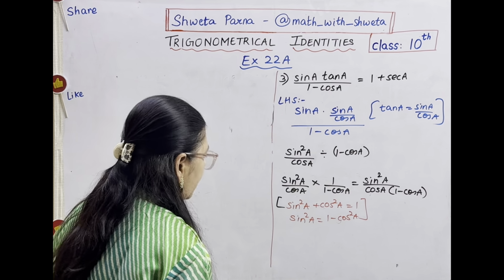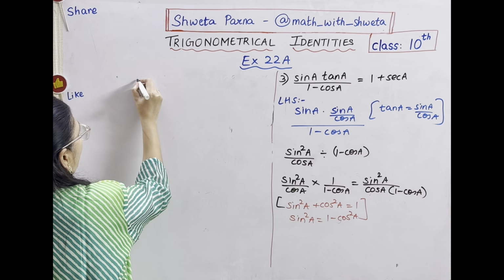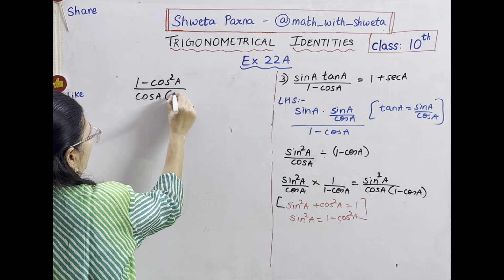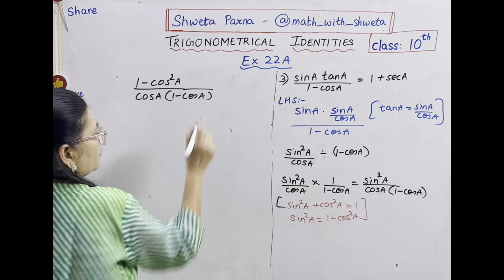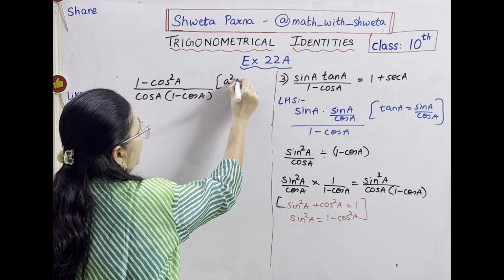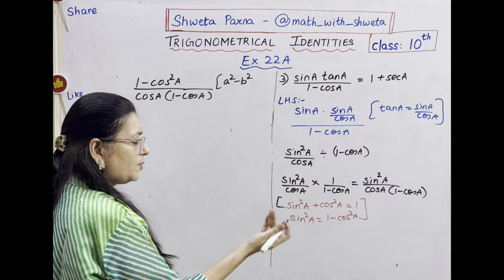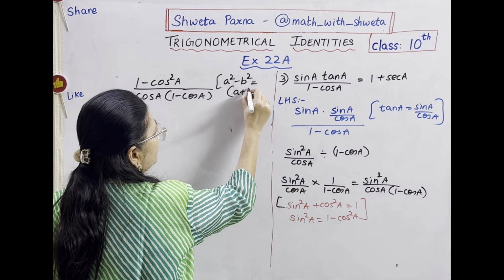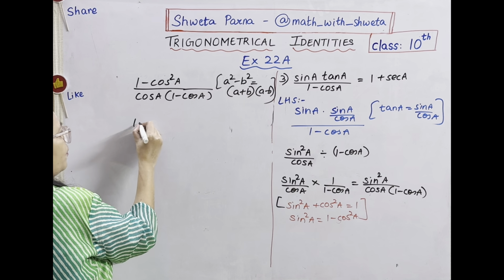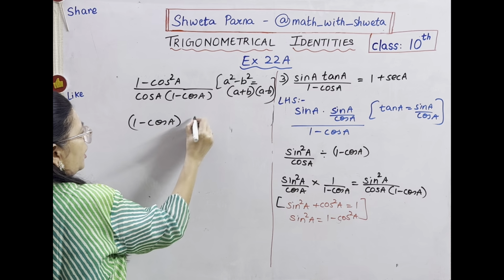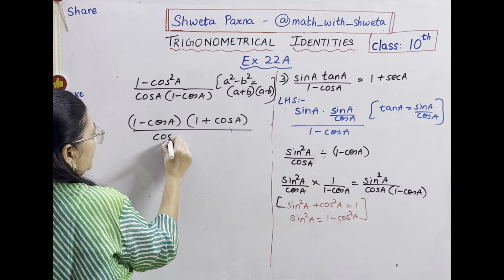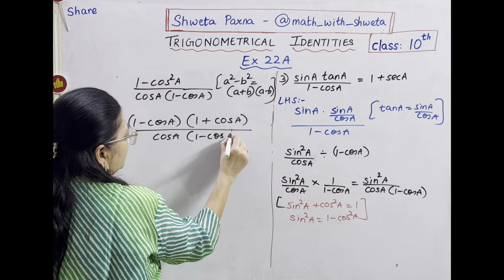So this will become sin square A, we will write (1 minus cos square A) upon cos A into (1 minus cos A). Now 1 minus cos square A is of the form a square minus b square. What is a square minus b square? It is (a plus b) into (a minus b). Correct? So let's use this identity: (1 minus cos A) into (1 plus cos A) upon cos A into (1 minus cos A).